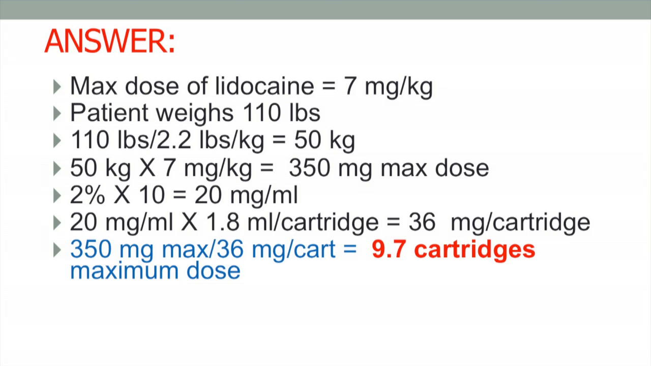Going to the local anesthetic solution, we know that percent times 10 is milligrams per milliliter, so in each cartridge there is 20 milligrams per milliliter, and to correct for the volume of the cartridge, we multiply 20 milligrams per milliliter times 1.8 milliliters per cartridge to get a total of 36 milligrams per cartridge. Now we're prepared to solve the problem. Now we know that 350 milligrams, which is the maximum dose, divided by 36 milligrams per cartridge, gives us a total allowable dose in cartridges of 9.7. Congratulations if you achieved this answer. If you did not, go back and practice some more.